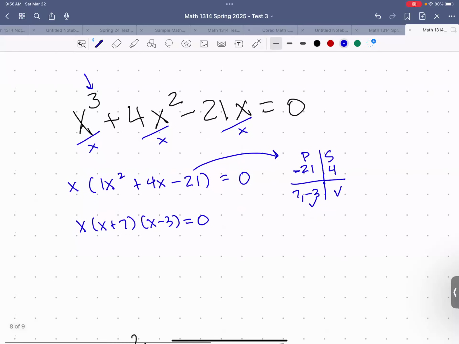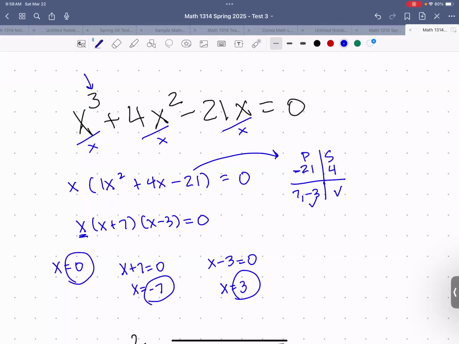Now that it's factored, we will set each factor equal to 0 to get our solutions. So this factor gives me x equal to 0 because there was no plus or minus to it. That's one solution. x plus 7 equals 0. That's going to give us x equal to negative 7. And then x minus 3 equal to 0 will give us x equal to 3. So these would be our three solutions to this particular problem.